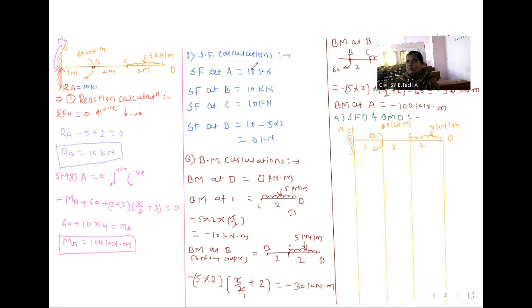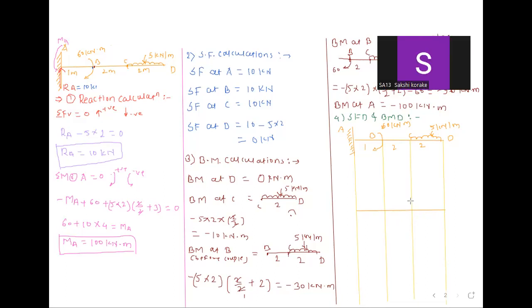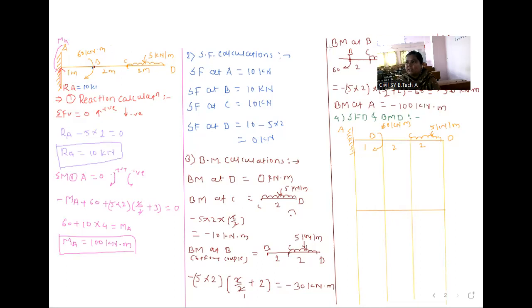Now we will draw the shear force diagram. You observe here all values of shear force are positive. That means our shear force diagram is above the baseline. Yes, this is the baseline. Shear force at A is 10 kilonewton, so we will draw 10 kilonewton here. Shear force at B is again 10 kilonewton because there is no force. Shear force at C is again 10 kilonewton. That means in between A to C there is no force, so the shear force diagram is constant.